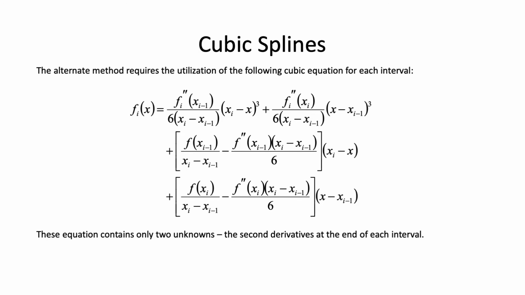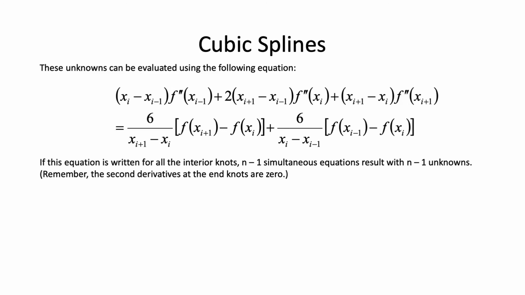The alternate method requires the utilization of the following cubic equation for each interval. You don't need to do anything because this equation has already been derived. This equation contains only two unknowns, the second derivatives of each interval, this one and this one. Okay, you only need this derivative and this derivative. The rest are known quantities. How do you obtain these second derivatives?